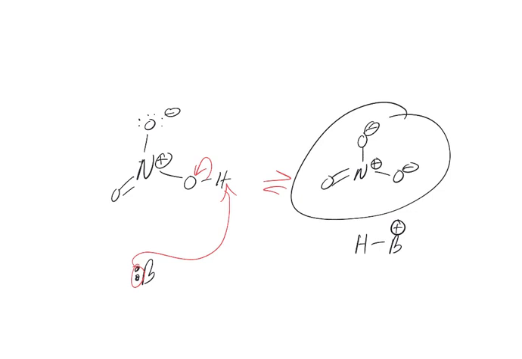So if they ask for a conjugate base, pretend whatever you have is reacting with a base. If they ask for a conjugate acid, pretend whatever you have is reacting with an acid. So it's like the other side of the arrow. That's all it is. Does that make sense?